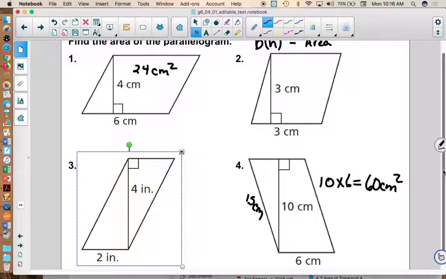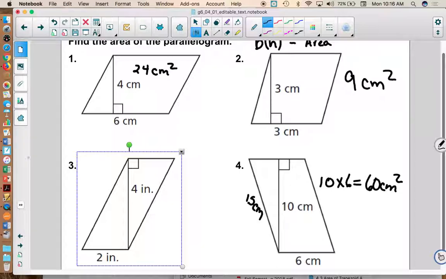All right, so number 2, what's the area of the parallelogram there in number 2? What's the area of that parallelogram, Cole? 9. Good. And it's 9 centimeters squared. Area is always whatever that measurement is squared, because it's a measurement times measurement, okay? So it's always squared, and that's how you know the difference between area versus perimeter.